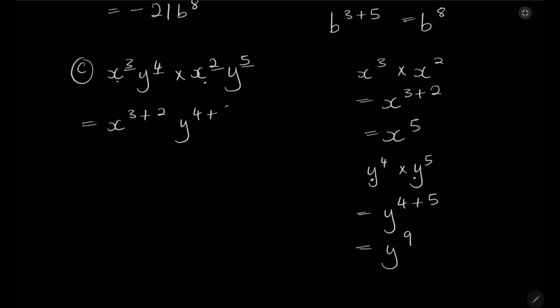Write this as 4 plus 5. For x, 2 plus 3 is 5. For y, 4 plus 5 is 9. So your final answer is x to the power 5, y to the power 9.